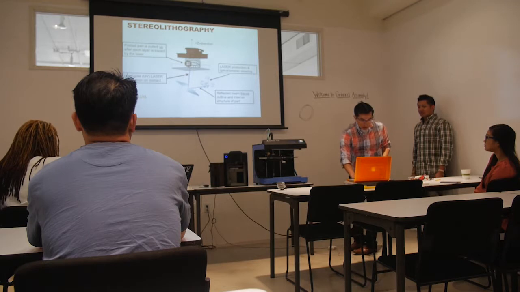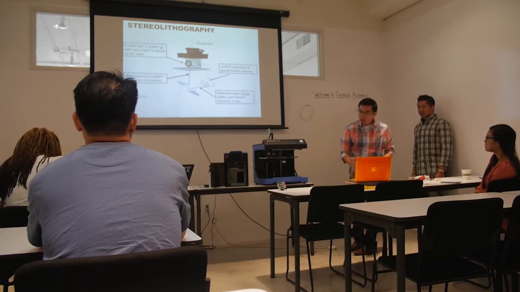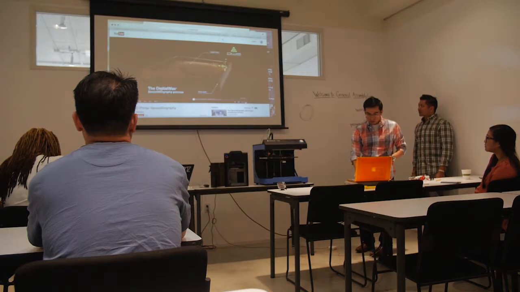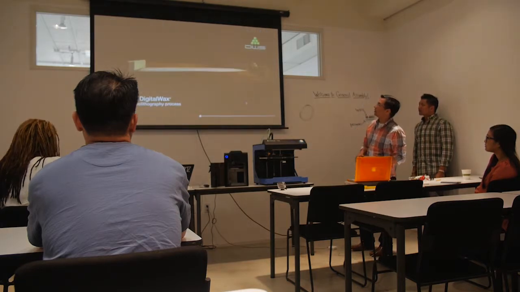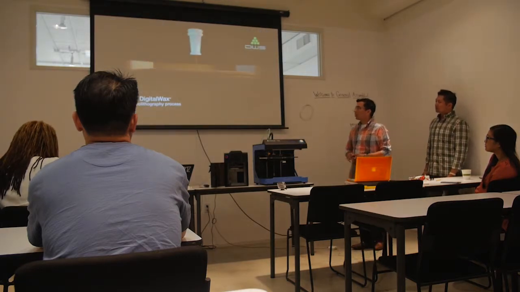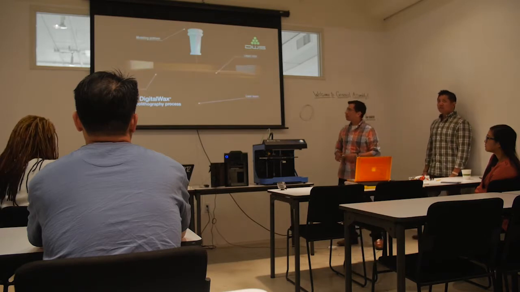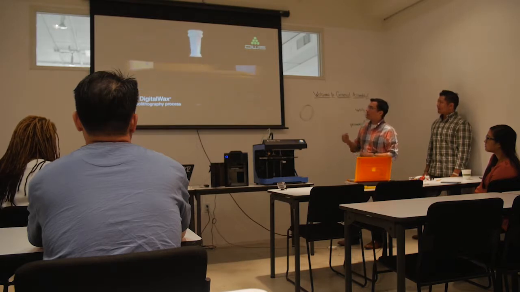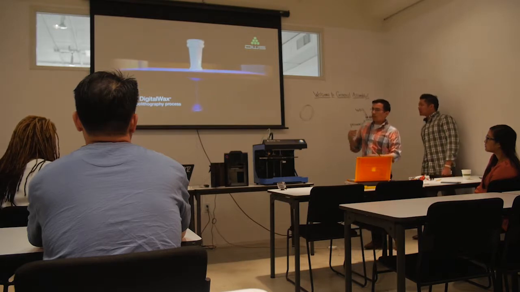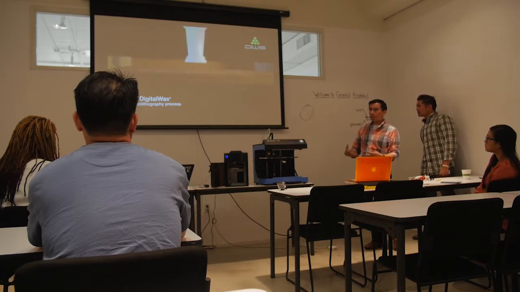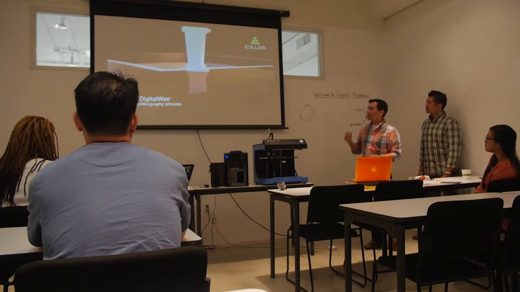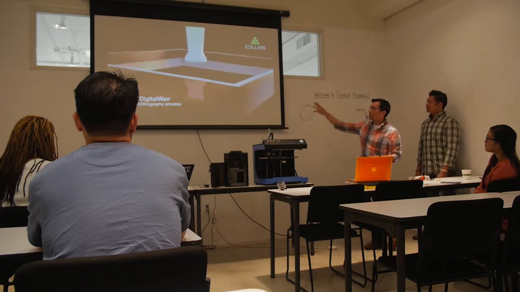So just to illustrate and drive it home, we're going to watch a little video of how this works. So that's your resin. Your laser pops up from the bottom, traces the pattern, solidifies it. You raise the model again so that you can let the resin enter the space that was just solidified, and then you put it back down and then put the next layer on. You can see the layers being built one by one.